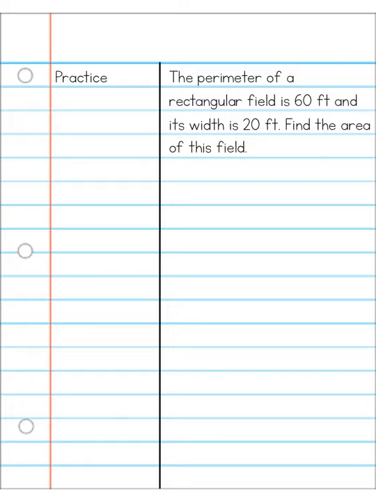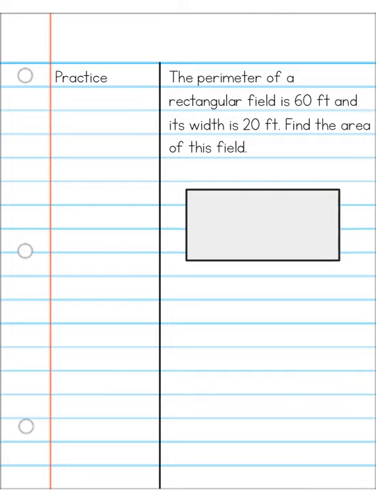This problem says the perimeter of a rectangular field is 60 feet and its width is 20 feet. Find the area of this field. The first thing you're going to have to do is break this down, draw your picture, and find the length. So in finding the length, the first thing we're going to do is draw our picture. I know that the width is 20 and the perimeter, or the distance around the outside, is 60.